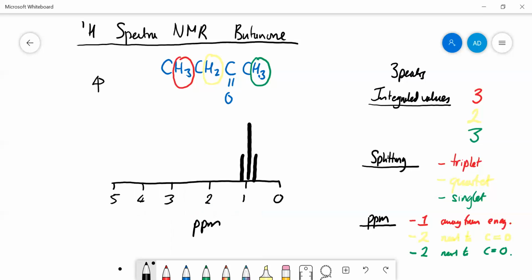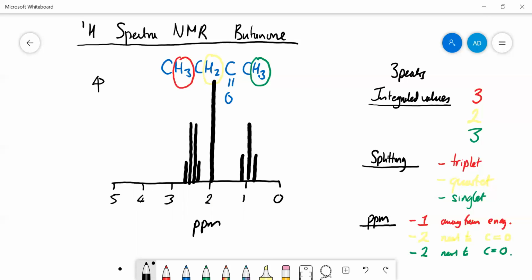The green ones, that's going to be a singlet, and you'd probably notice that would be quite high. We'll talk about why that's quite high in a minute. And the yellow ones, that's going to be a quartet. So that would be, okay. So that's what your spectrum would look like.